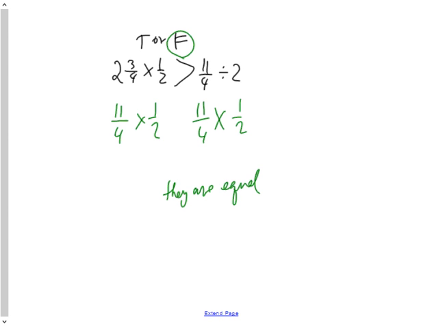Neither is greater than the other. For poops and giggles, they're both 11/8, which is 1 3/8. But it doesn't matter. That is insignificant. As long as you prove to me that you have two sides that are equal, that's all you needed to do.